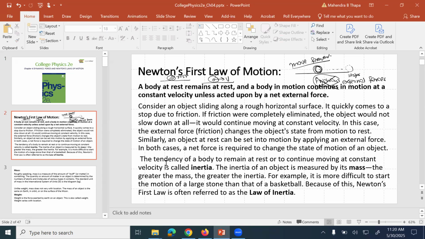Okay. So Newton's first law is also called the law of inertia. Inertia is the property of an object to remain at rest or continue to move at constant velocity. The inertia of an object is measured by its mass. So the greater the mass, the greater the inertia. For example, it is difficult to start the motion of a large stone compared to that of a ball.